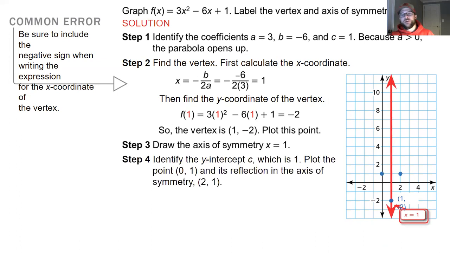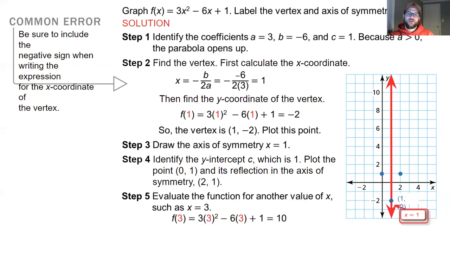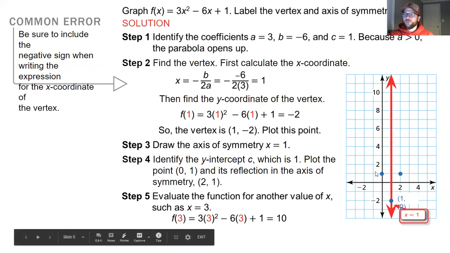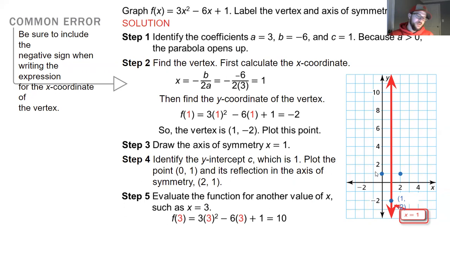And then again, identifying our y-intercept, which is the coordinate point (0, c), and in this example, the c is +1. Plot that point reflected over the axis of symmetry. And then you can just pick another value of x so that you know whether it's being stretched or compressed or something like that. So in this example, the next easiest one after 2 is a +3. Or if you wanted to go to -1 over on the left-hand side, either one works.